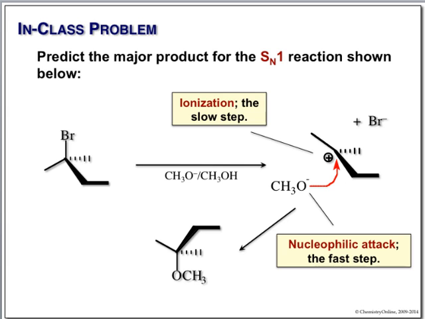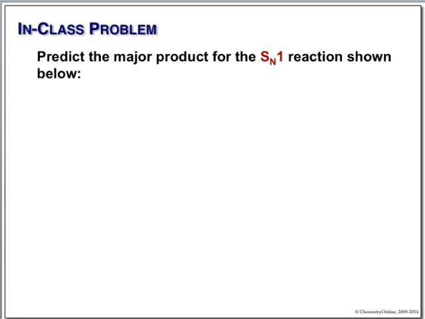If this was a chiral center, remember, this is an important question. You wind up with a racemic mixture. Equal concentrations of both enantiomers. Any questions? Let's do this again.